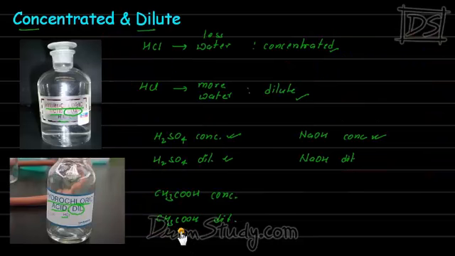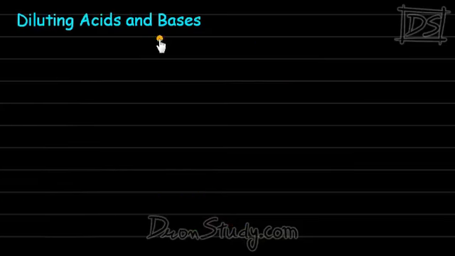What is the meaning of concentrated and dilute? This is acetic acid concentrated, this is sulfuric acid concentrated. That means it has been dissolved in less water. Acetic acid dilute, sulfuric acid dilute: it has been dissolved in more water. Right? Now students, diluting acids and bases. To dilute acids and bases, we mix some water. Now we will look into some more important points based on that.